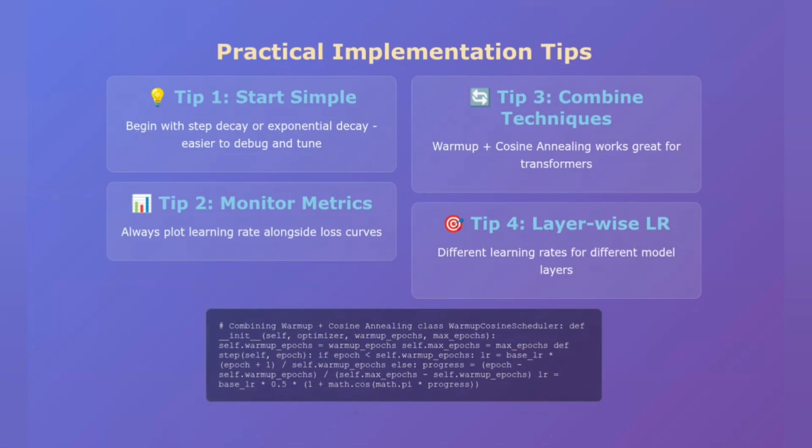Now let's talk about practical implementation. Here are my top tips for successful learning rate scheduling. Tip 1. Start simple. Begin with step decay or exponential decay. They're easier to debug and tune. Tip 2. Monitor your metrics. Always plot your learning rate alongside your loss curves. This helps you understand what's happening. Tip 3. Combine techniques. Don't be afraid to combine linear warm-up with cosine or polynomial decay, or use reduce on plateau in conjunction with step decay or exponential decay. Tip 4. Different LR for different layers. For transfer learning, use different learning rates for different parts of your model.